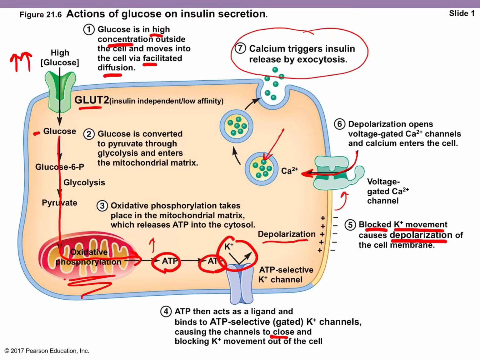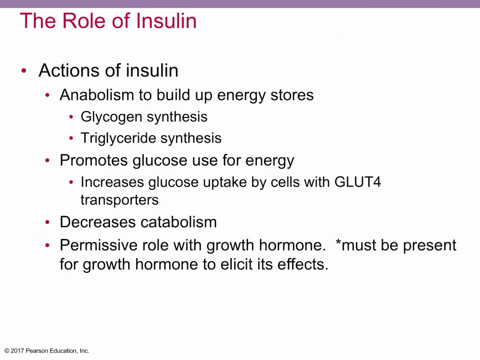Okay, so insulin is a major hormone for energy storage. It's going to inhibit catabolism, and also it has a permissive relationship with growth hormone. So it's going to promote growth, but the growth hormone is only going to be active if insulin is present. All right, so let's talk about glucagon.